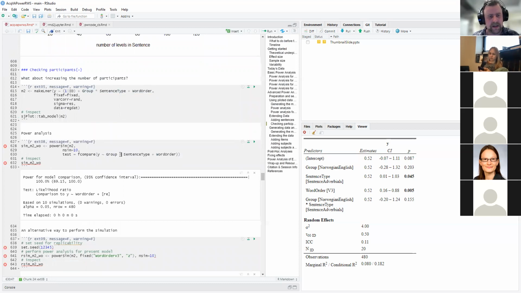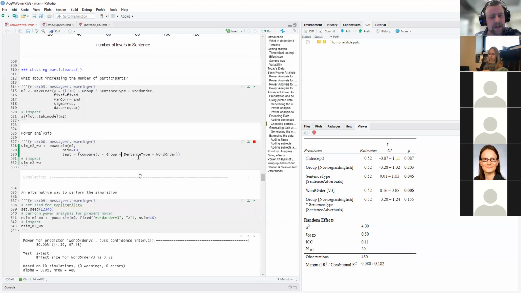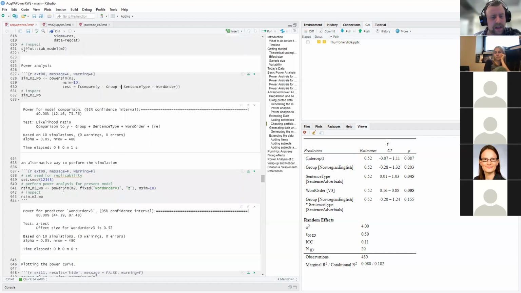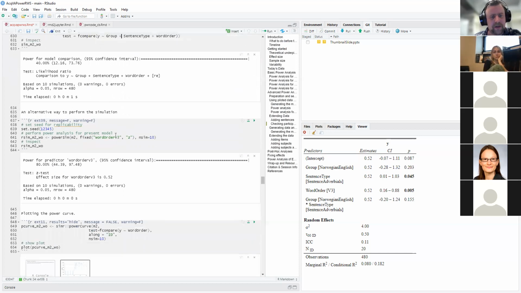And yeah, that was just a stupid error of mine. And here we see, okay, given what we have, we get 40% power, not enough. What did I do here? Oh, I just showed another way to test the effect of word order v3 here, and that would be 80%.